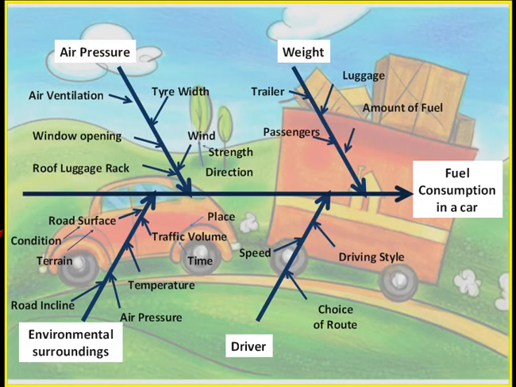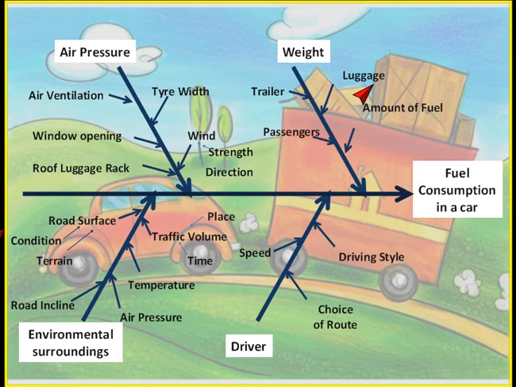Here is an example of a finished cause and effect analysis. In this particular situation, I am just looking at the fuel consumption in a car and what the drivers of it are. I chose not the 4M or 6M or 4P categories, but I looked at simple categories such as weight, air pressure, environmental surroundings, and the driver. Under weight, I considered does the amount of fuel in a car load it down so that the fuel consumption of the car will go up.